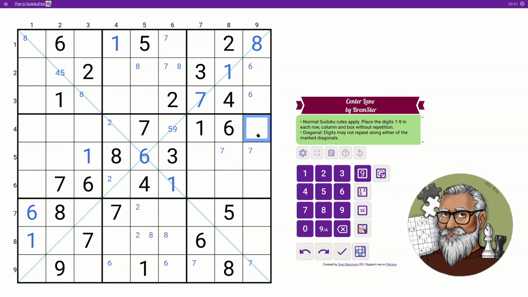And 8 is not possible in columns 8 and 9, nor is it possible in row number 5. So this one becomes an 8, an 8, an 8. Right, so what about box number 4? These aren't 8. And this one isn't either. So one of these has to be an 8.